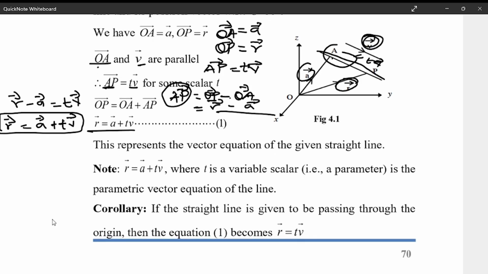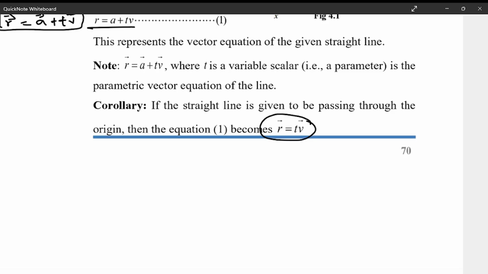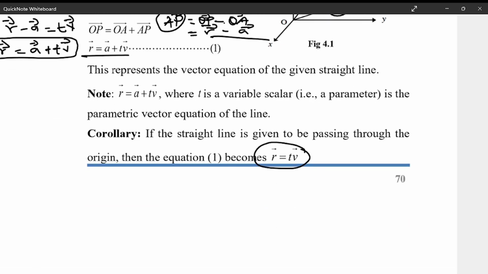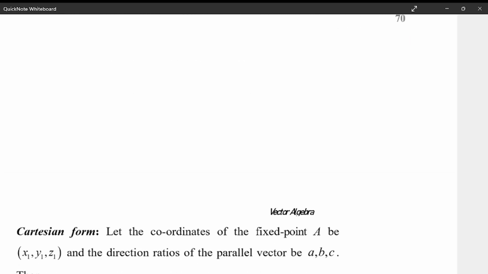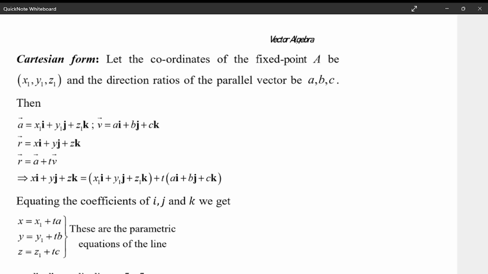Corollary: if the straight line is given to be passing through the origin, then the vector equation becomes r equals tv. Okay, now let's check something: the Cartesian form of the vector equation.